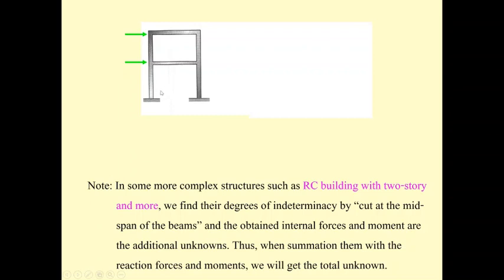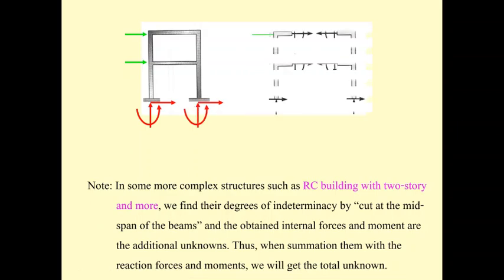And then if we consider the supports, each of them fixed could have 3. This also has 3. So the unknown reaction is 6, 3 plus 3, and the unknown internal force is going to be 3. It should be noted that over here we count only 3, not 6, because we use Newton's third law. So the magnitude of the force and the moment are equal, but in the opposite direction. So the unknown here is 3, and this one is 3.